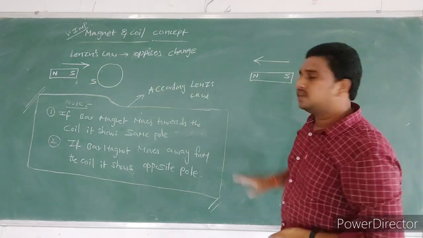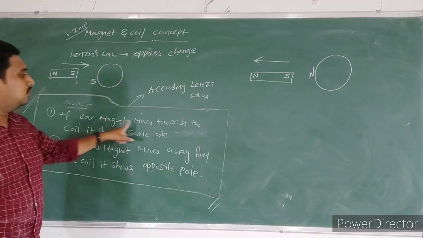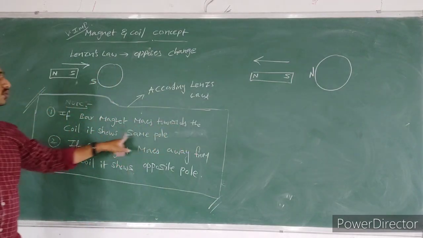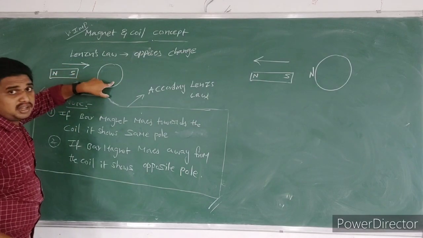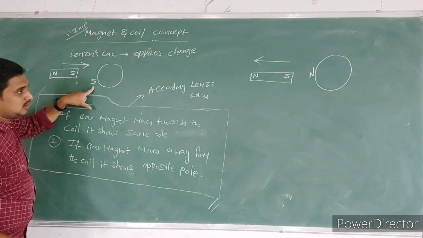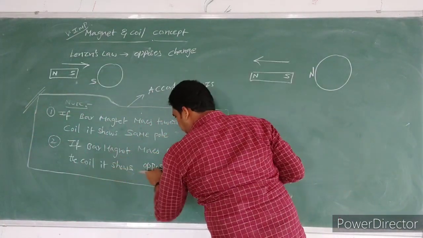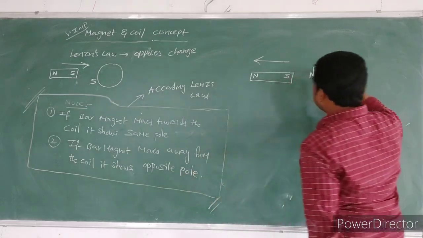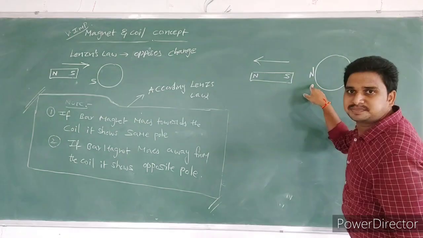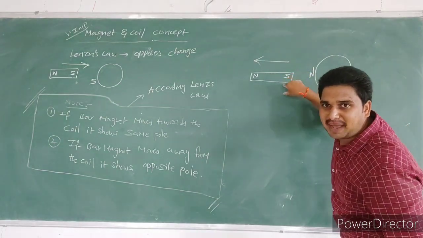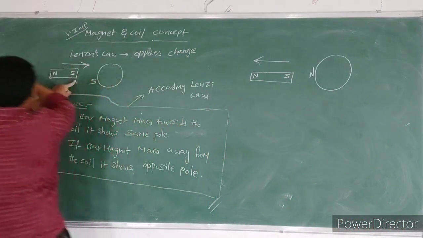Okay. So observe these two cases, then you will get a clear idea. If the bar magnet moves towards the coil, it shows the same pole. Now, the second point: if the bar magnet moves away from the coil, it shows the opposite pole. Because to bring this magnet towards, and to pull this magnet away.